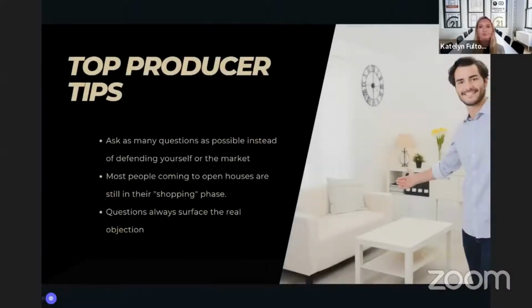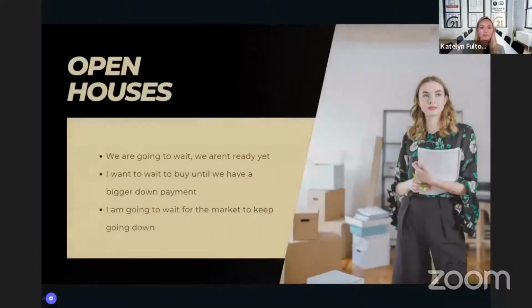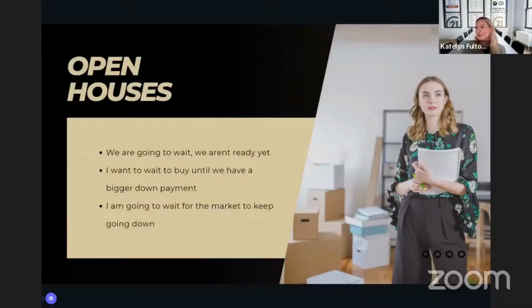Some of the tips if you're going to be doing open houses is ask these people as many questions as possible instead of defending yourself in the market. So it could be like, well, how much do you have? How much down payment do you have? We'll talk about waiting for the market to go down. I've got some objections for that for you guys. We want to wait till we have a bigger down payment. So that's the no money objection.